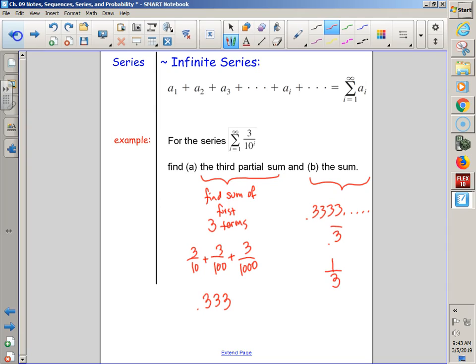Which is infinitely adding can equal a constant?